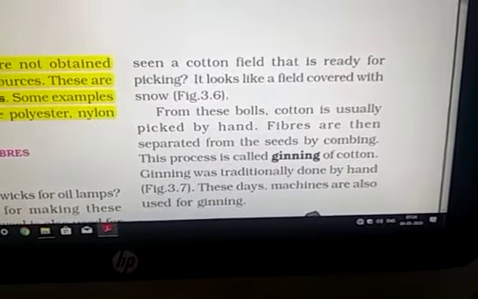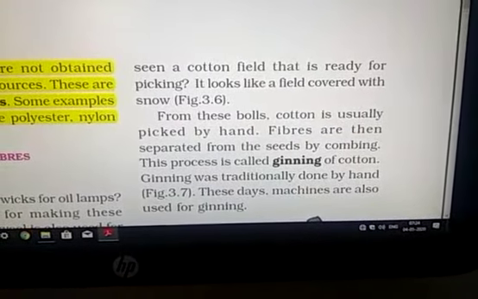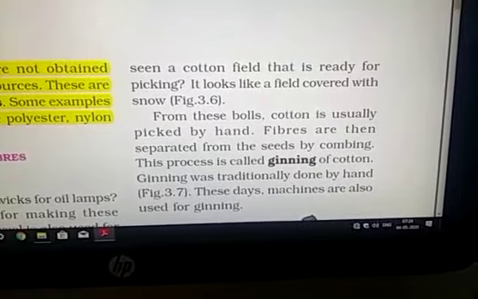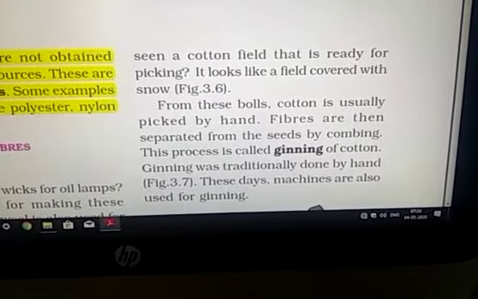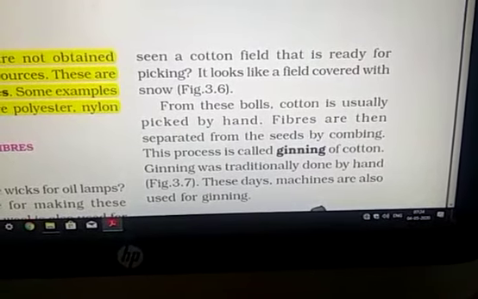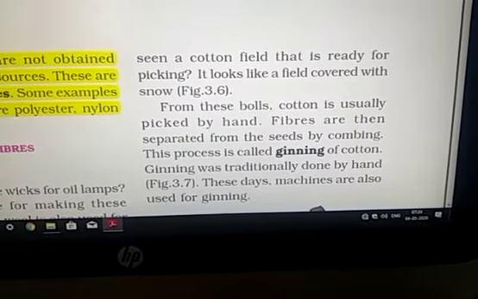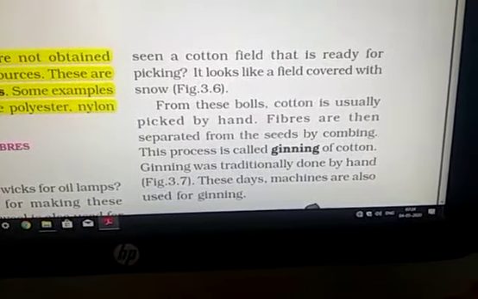It looks exactly as if ice is scattered across the whole field. It looks like a field covered with snow. From these balls, cotton is usually picked by hand. They collect it. It is grown in our UP also.